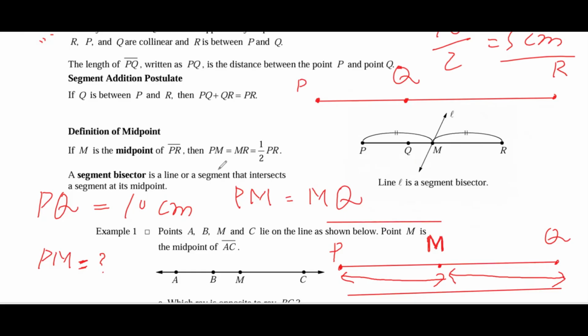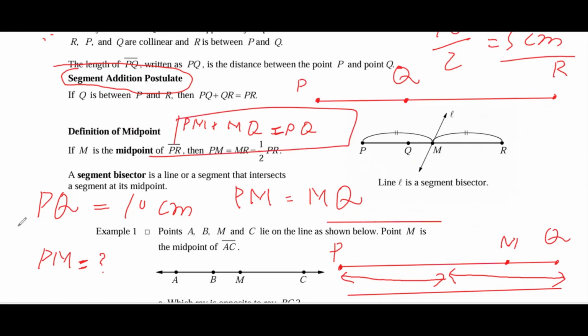But what if, for example, there is no midpoint? If there is no midpoint, then we apply the definition of the segment addition postulate. For example, if there is no midpoint here and there is a third point anywhere on that line, like this is M, then we apply the segment addition postulate: PM plus MQ equals PQ.